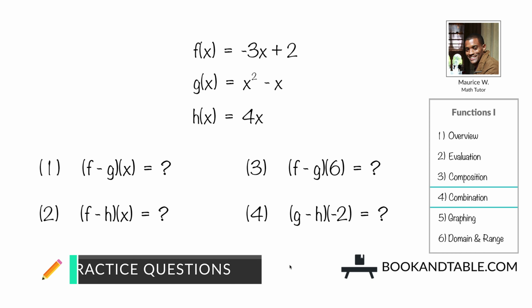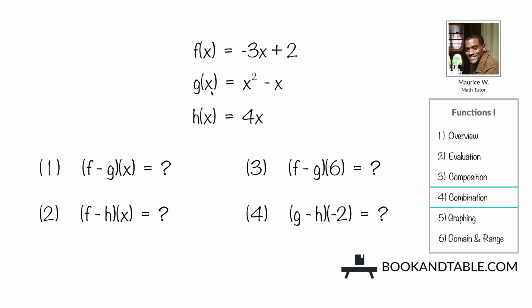Let's now have you complete a few practice questions. f of x is equal to negative 3x plus 2. g of x is equal to x squared minus x. And h of x is equal to 4x. Question number 1. What is f minus g of x equal to? Question number 2, what is f minus h of x equal to?